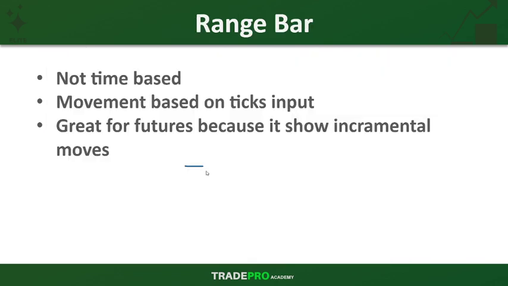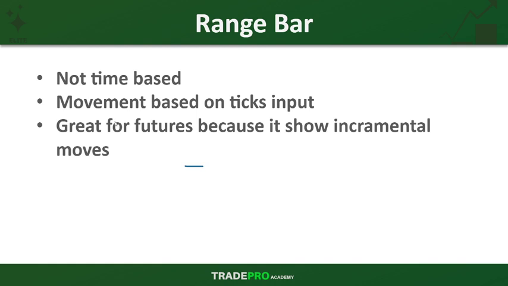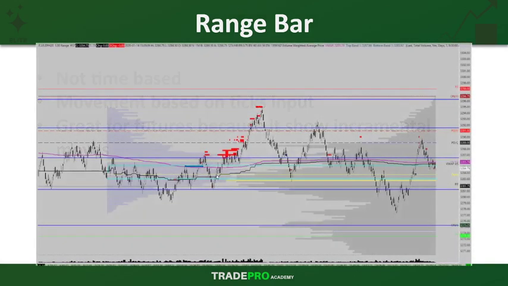Now, if we continue, range bar charts are not based on time. Their movement is based on ticks. This is amazing in the futures market because it shows incremental moves. The futures market moves on a tick-to-tick basis, especially on S&P and oil. You can see the intricacy of the actual movement within a 5-minute period rather than having one candle. This right here is the US Open, and from here to about here is a 5-minute increment. You can see how many different candles there are. In this 5-minute increment, there are about 10 candles.